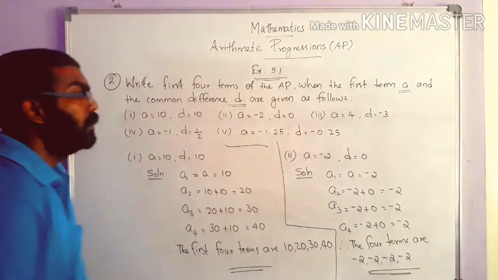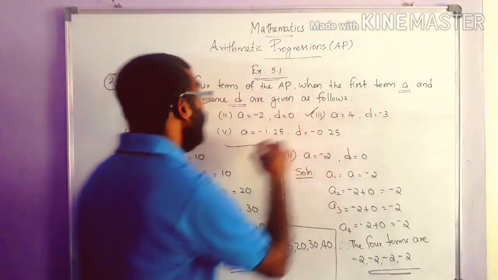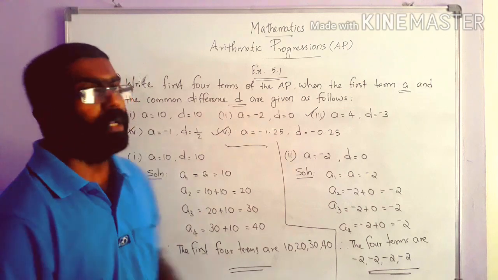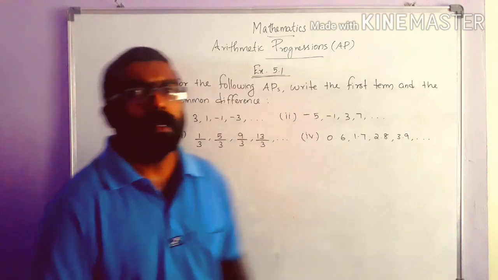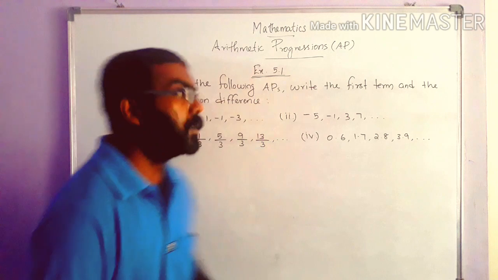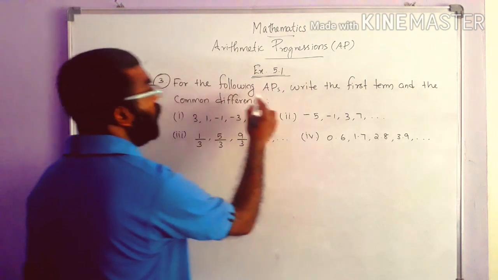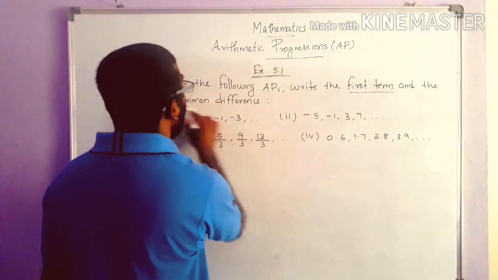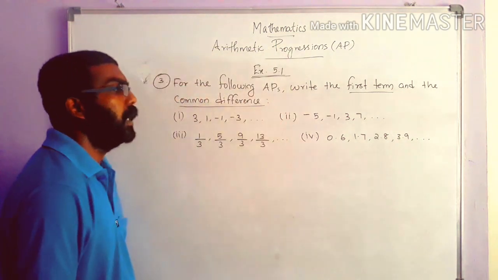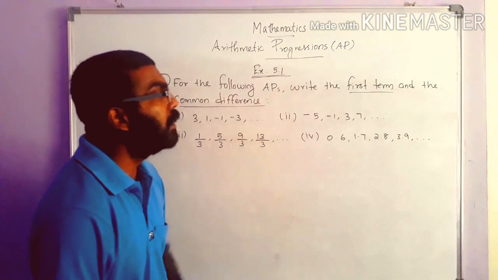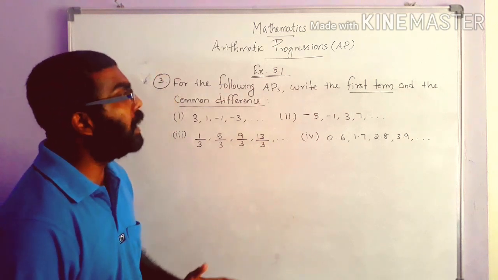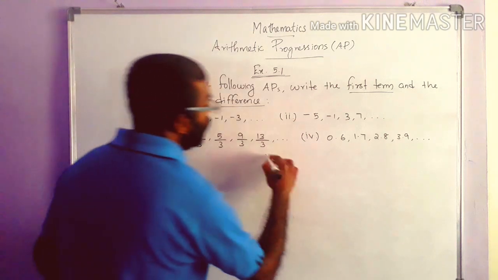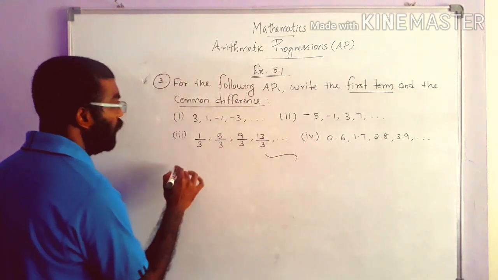Have you understood? So, question number 3, 4 and 5 that you can do. Okay. Now we can discuss the third question. The question is, for the following APs, write the first term and the common difference. So here some APs are given. We have to write the first term and the common difference. Four sub questions are given.